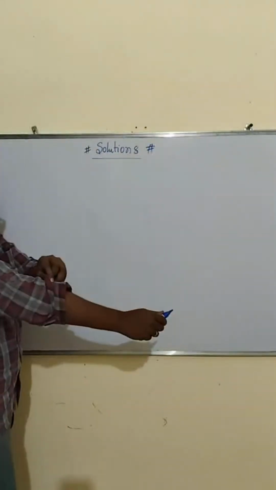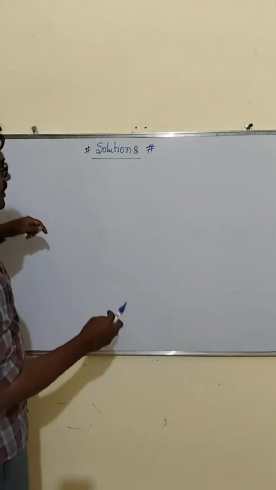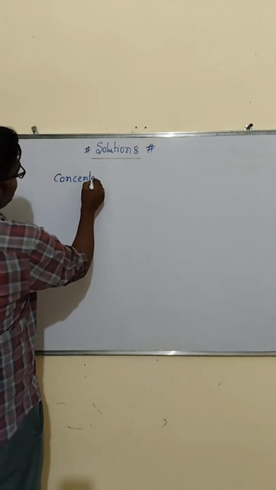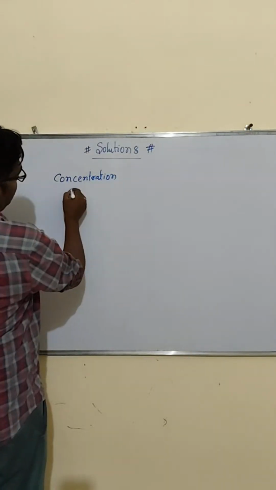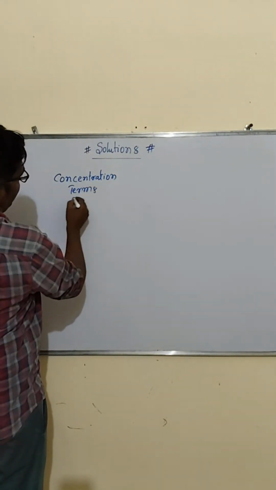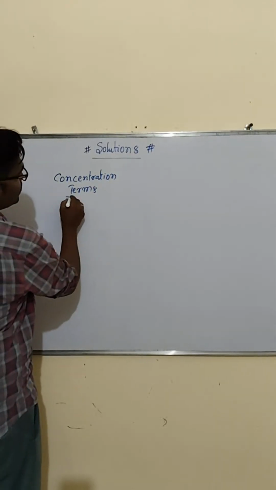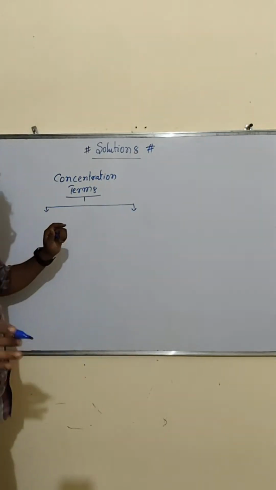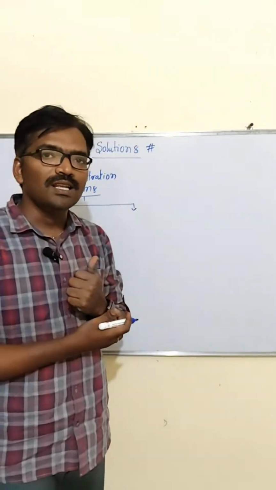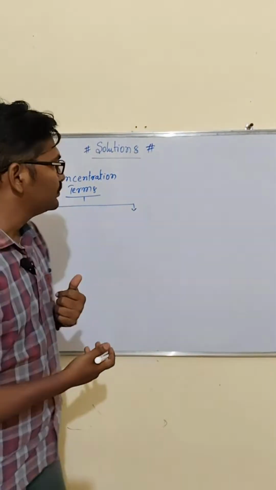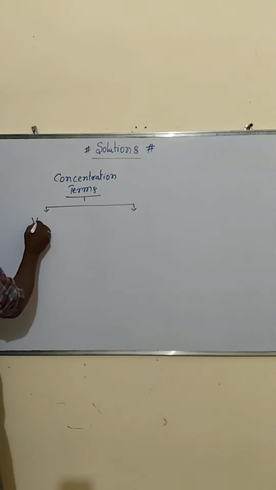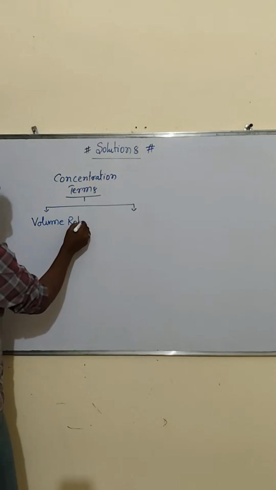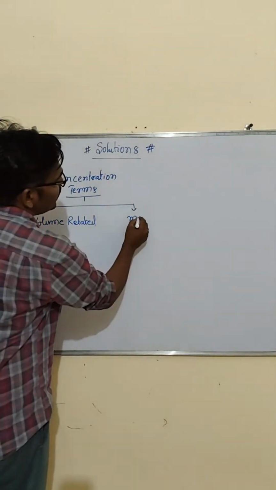From the chapter, the first and most important topic that we have to discuss in solutions is concentration terms. Two types of concentration terms will be there. One is mass related, another one is volume related. First we are taking volume related, then mass related.